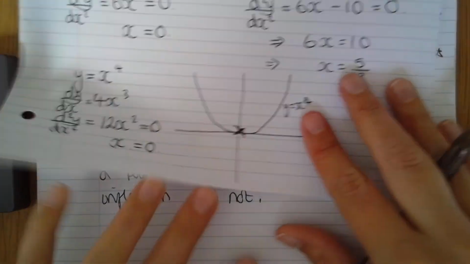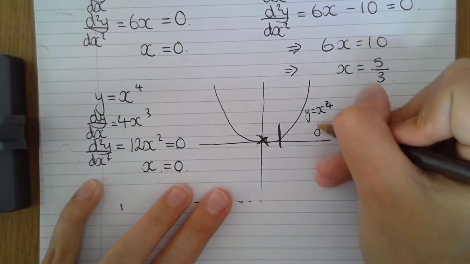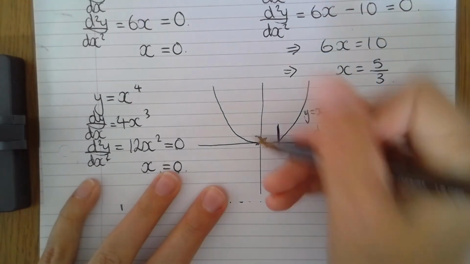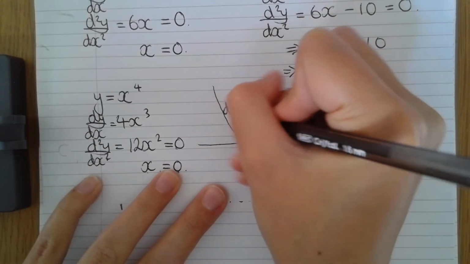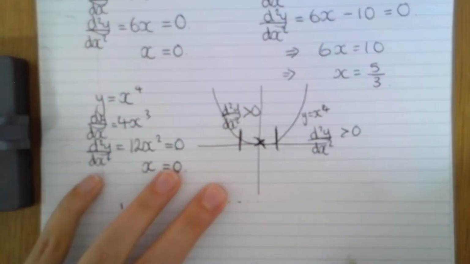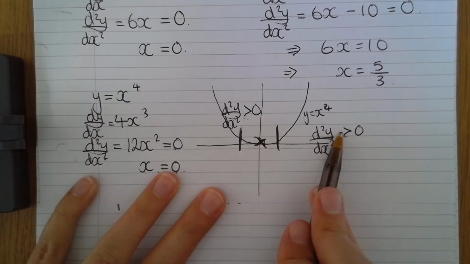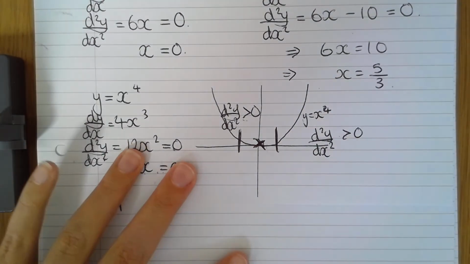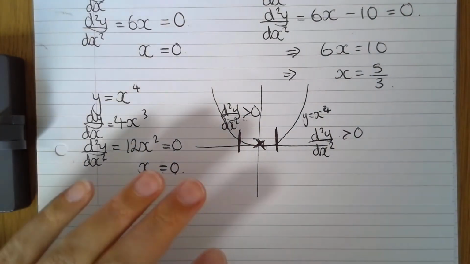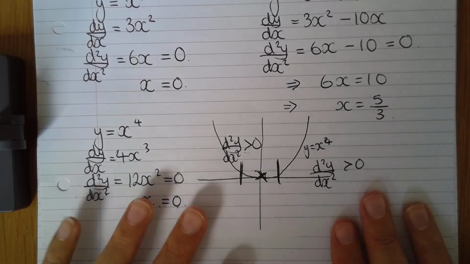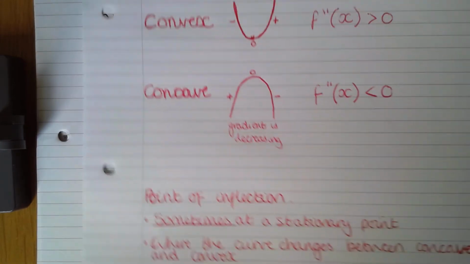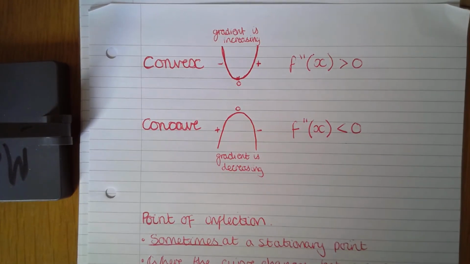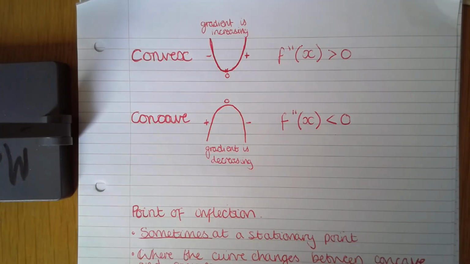Whereas here, if I check this side, my second derivative is greater than 0. If I check this side, my second derivative is also greater than 0. There's no change in sign, so that's definitely not a point of inflection. I go through another example in one of the next videos, so make sure you write it down. I've got some points here that I'd recommend you write down on convex, concave and points of inflection. So I will pause it to write down some notes.